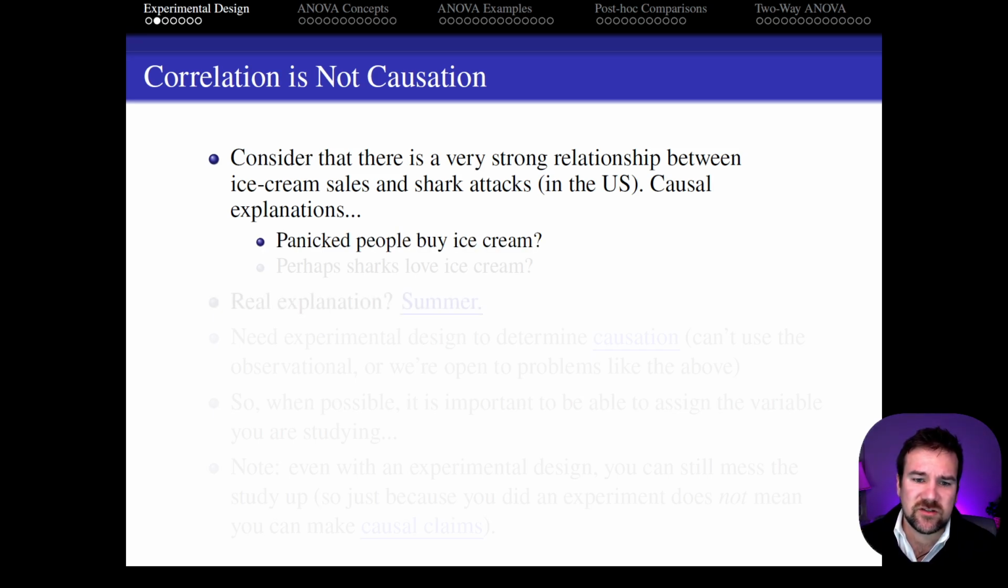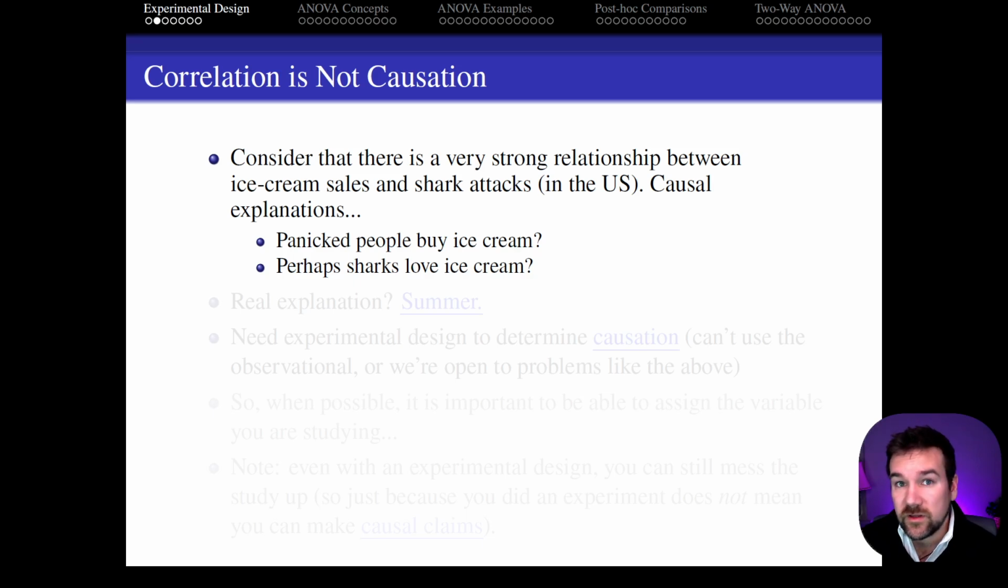So shark attacks causes ice cream sales. Well, somebody gets eaten by a shark and then everybody wants to go buy ice cream. Yeah, no, that doesn't sound quite right. Or ice cream causes shark attacks. People eat ice cream and then sharks attack them to get their ice cream. Well, no, that doesn't sound quite right either. And what we're seeing here is an observational study design where I just observed that ice cream sales and shark attacks are related. I didn't control anything regarding that. And we're trying to make a causal claim from that.